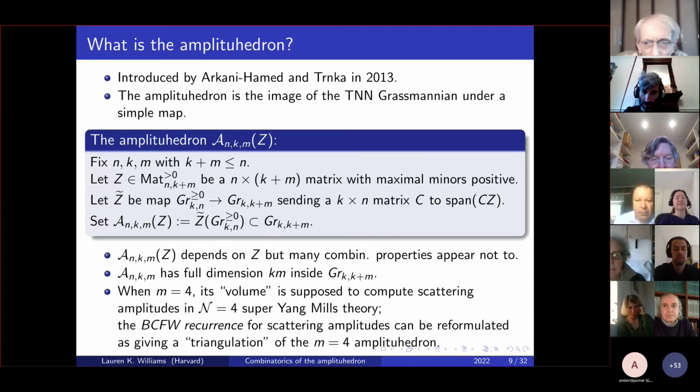And to say just a teeny bit more about it, there's a famous BCFW recurrence for scattering amplitudes that can be reformulated as giving a triangulation of the m equals 4 amplituhedron. And there's been some recent beautiful work of Even-Zohar, Lakrec, and Tessler proving an instance of this recurrence actually giving a triangulation. So I'll say a tiny bit more about that a bit later.